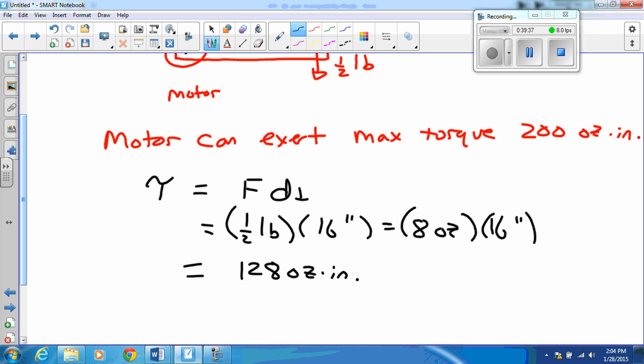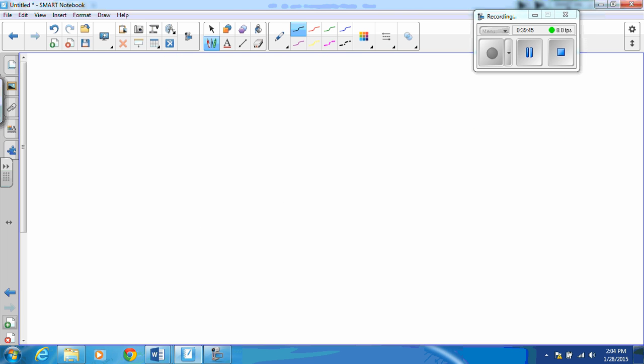Cool. Good. All right, the other question then is, what if you have multiple forces acting on something? This is the kind of situation that occurs sometimes. You've got a pivot point A right here.